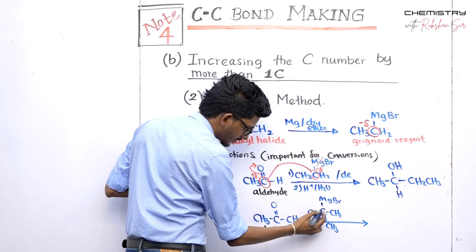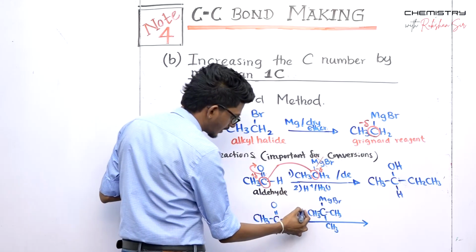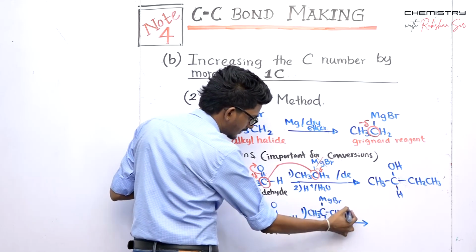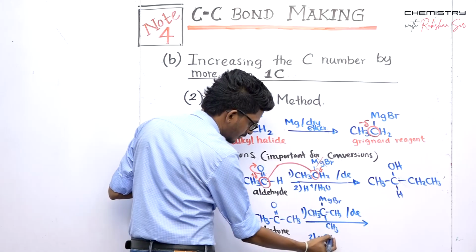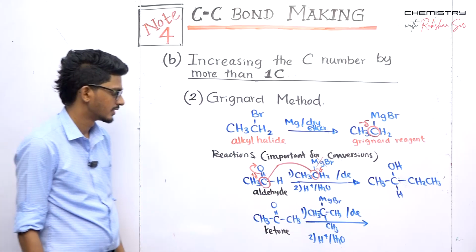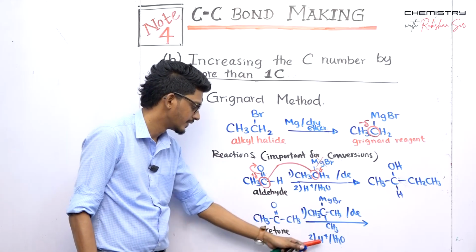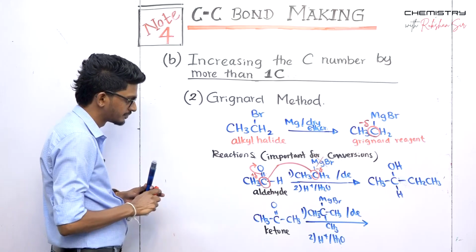Now, this is your Grignard, in dry ether medium. Some other Grignard, H plus H2O is also added. Grignard is always added like that, right? One Grignard, dry ether, then H plus H2O. See, what is the product here to form?